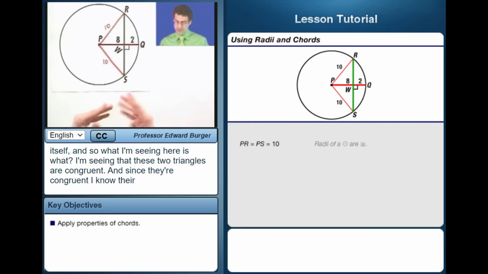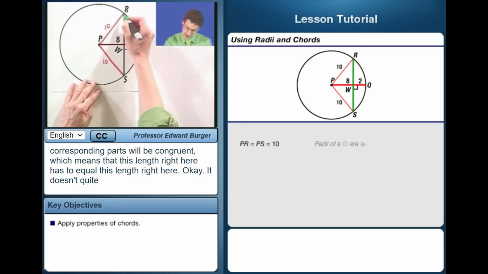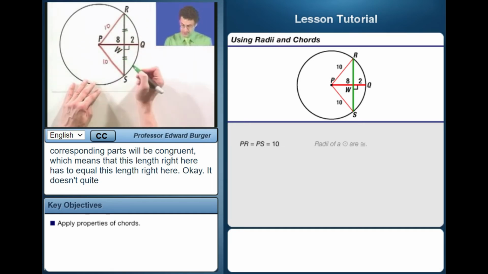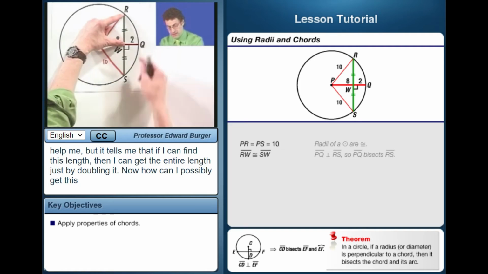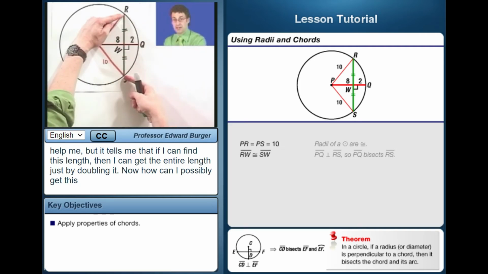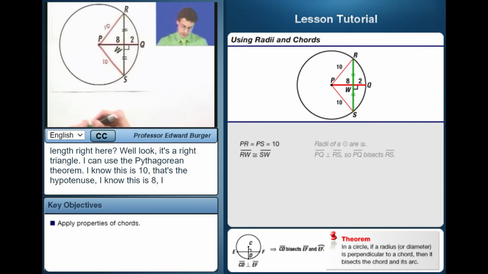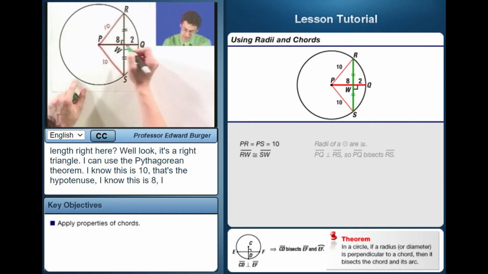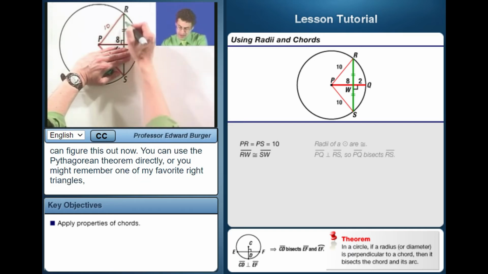And so since they're congruent, I know that corresponding parts are going to be congruent, which means that, in fact, this length right here has to equal this length right here. Okay, that doesn't quite help me, but it tells me that if I could find this length, then I can get the entire length just by doubling it. Now, how can I possibly get this length right here? Well, look, it's a right triangle. I can use the Pythagorean theorem. I know this is 10, that's the hypotenuse. I know this is 8. I can figure this out now.